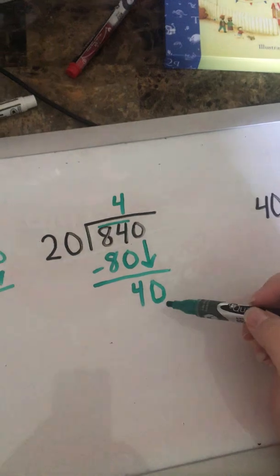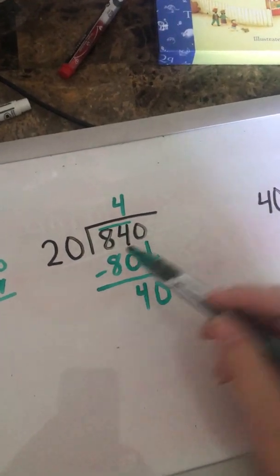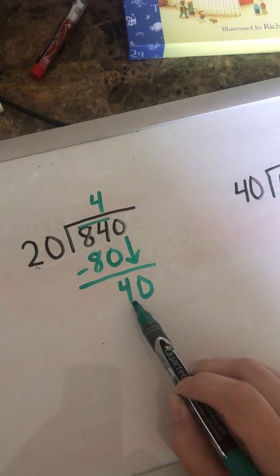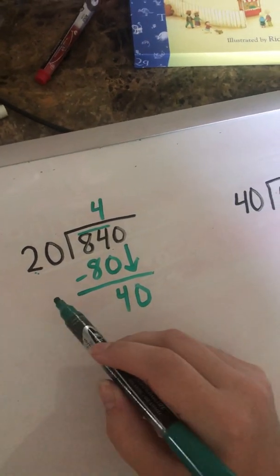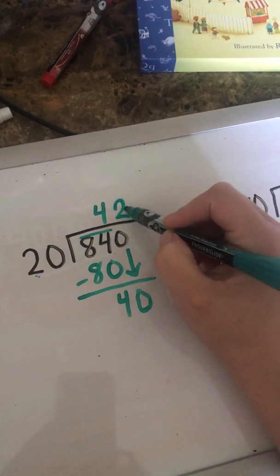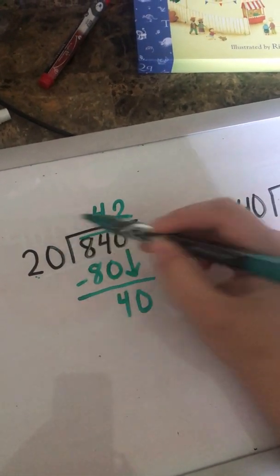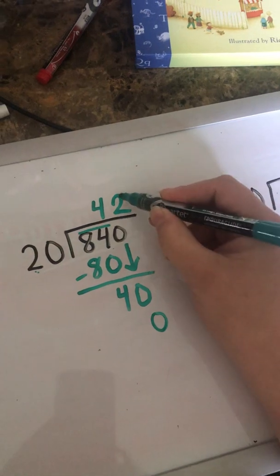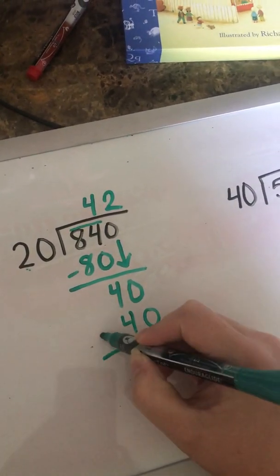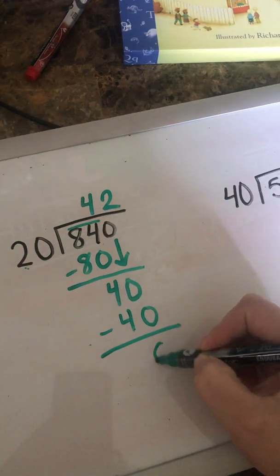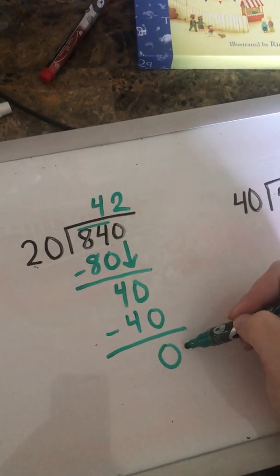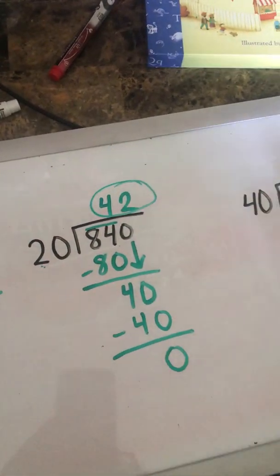We're going to start all over, dividing 40 by 20. So we look at the first number again. How many times can 2 go into 4? It can go 2 times. And now we can multiply. 2 times 0 is 0. 2 times 2 is 4. We subtract. 40 minus 40 is 0. We compare, it's smaller. There's nothing else to bring down, so our answer is 42.